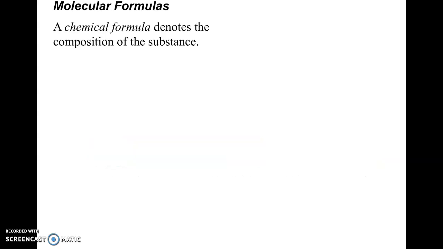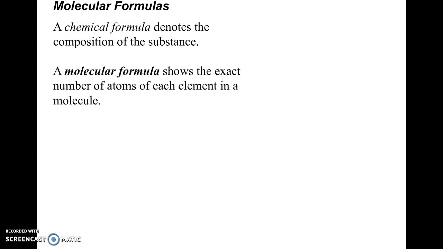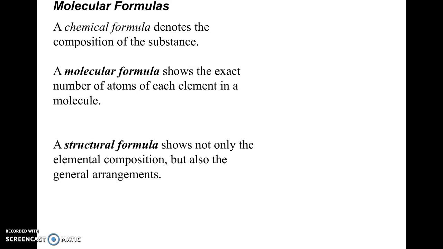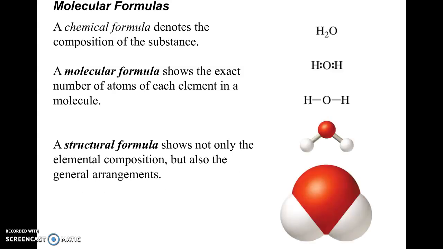All right, so there's different kinds of molecular formulas. A chemical formula tells you about the composition. A molecular formula shows you how those atoms are connected, and a structural formula tells you about the general arrangement of the atoms. And here's some examples. So H2O is a chemical formula. You know that water has two hydrogens and one oxygen.